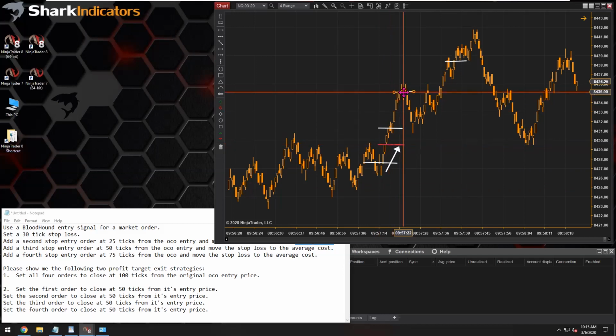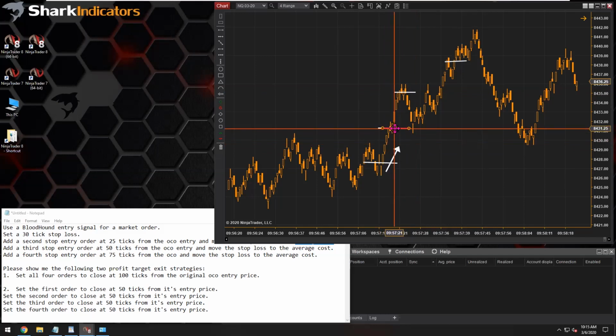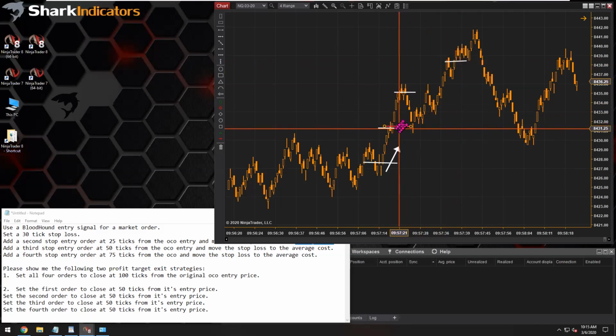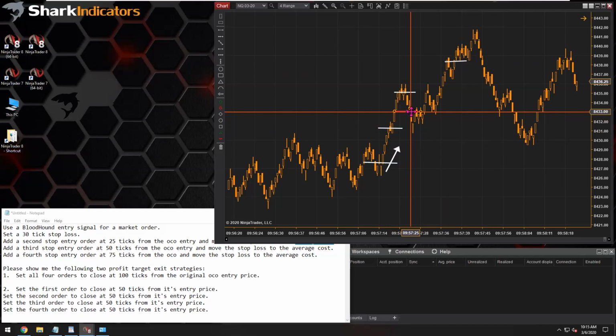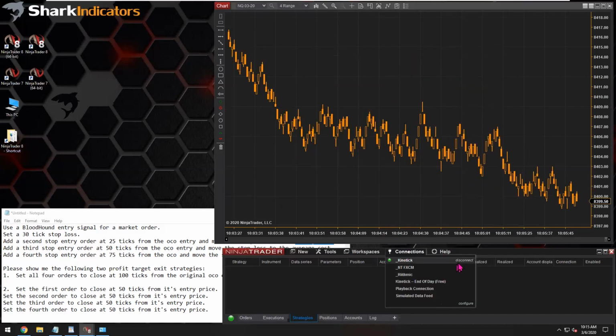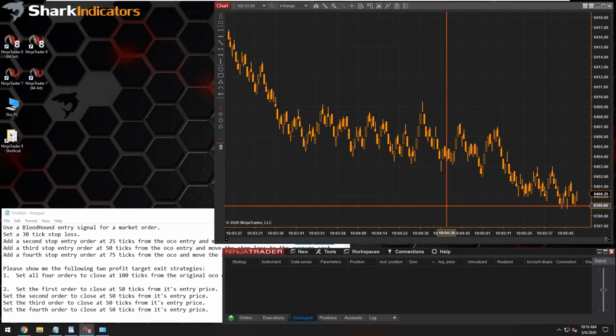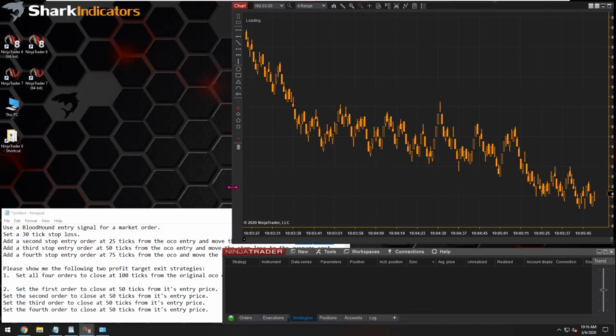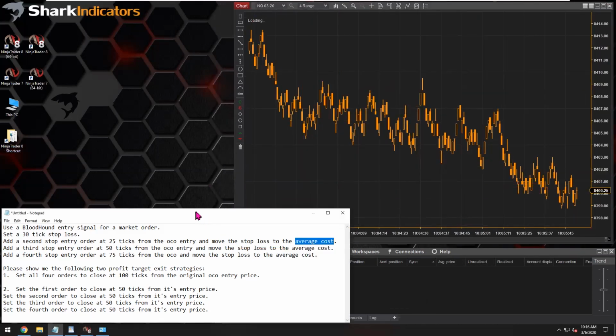And then as the third order gets filled, the average entry price steps up again to right there. And as that fourth entry order gets filled, our average entry price steps up once again, so we want our stop loss to step up there. All right, I'm going to need to switch over to the simulated data feed so I can control the market and make sure we get all of our entries filled.